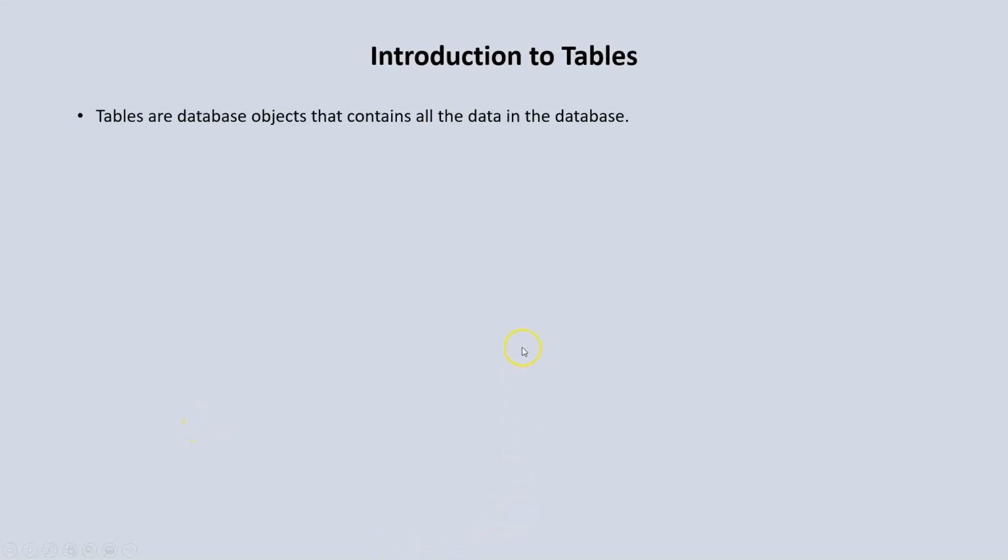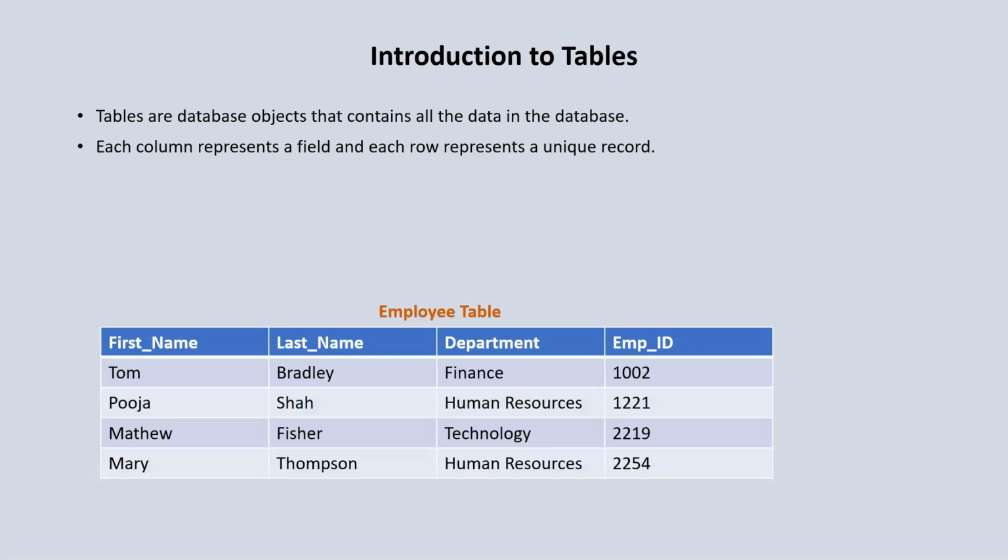What do we really mean when we talk about tables in SQL? Tables are database objects that contain all the data in the database. Each column within the table represents a field, and each row represents a unique record. We have our employee table, and we have the first name column, the last name column, the department column, and the employee ID column. The rows are the records within the table.